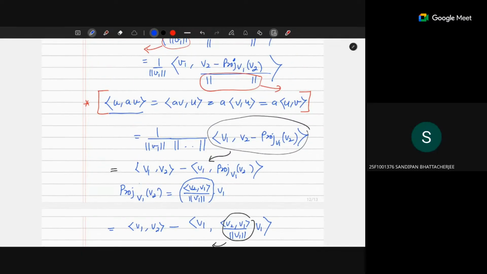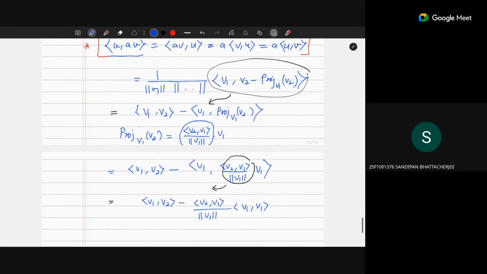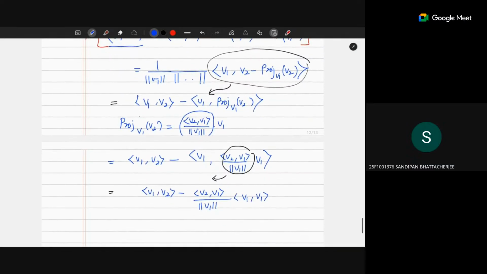Sir, in this step, where you use the linearity property with V1, V2, minus the projection of V2, there we got V2, V1 inner product times V1 by norm of V1, right? Since this term and the first term, which is V1, V2 by norm of V1 again, are similar terms, we can pull them out, right?